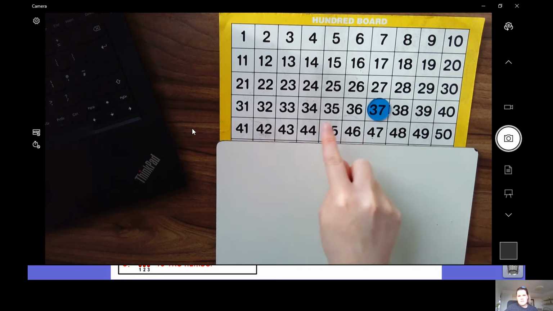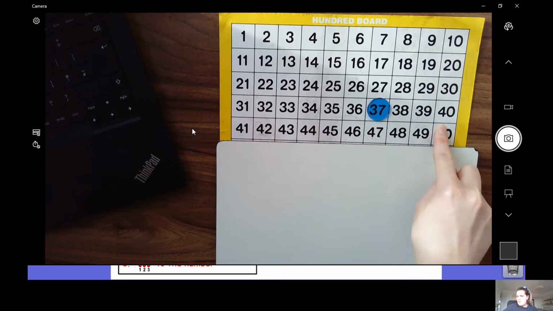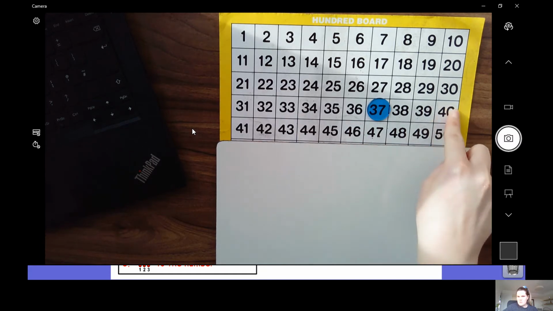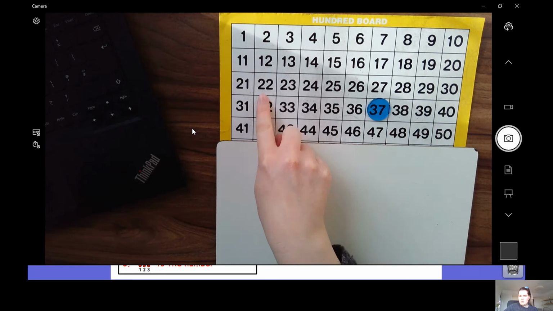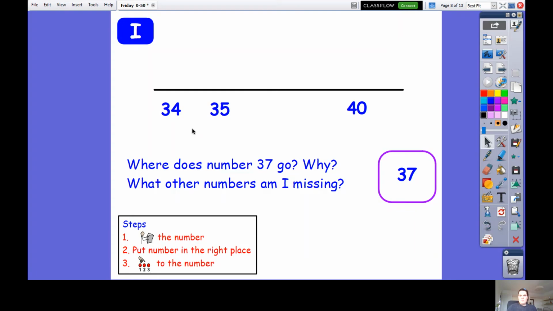So we can use these clues to help us. So it's clearly one of the 30 numbers. We don't think it should go after the 40, and it shouldn't go before 32. So let's have a look. Can we put it in our number line? Well, we have the 34 and the 35. So shall we count on? Are you ready? You're going to count on with me? 34, 35, 36, 37.